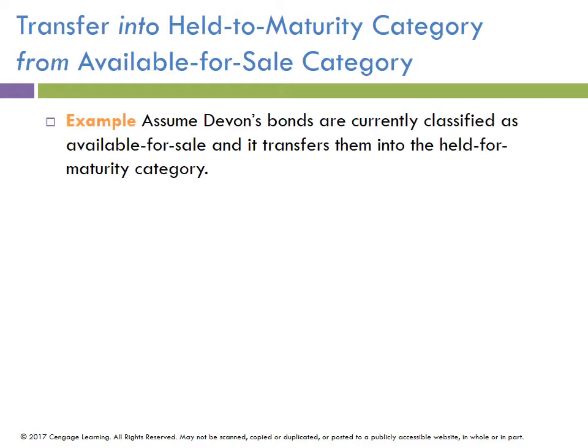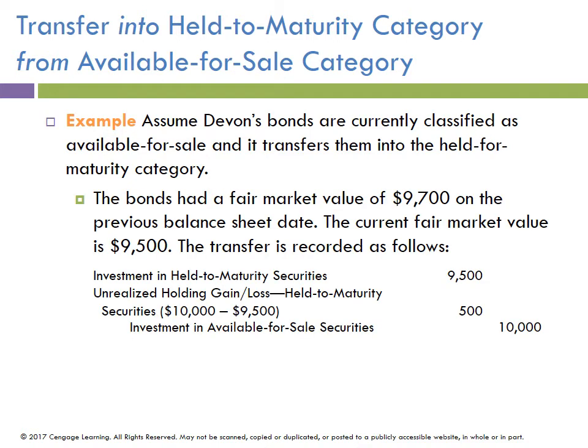Transfer into held to maturity from available for sale. So it's great to review all of these. Assume Devon's bonds are currently classified as available for sale and it transfers them into held to maturity, which is more realistic. You buy them, you're not sure, and then you're like, yeah, we'll hold them to maturity. The bonds had a fair market value of $9,700 the last time they reported them on the balance sheet. The current fair market value is $9,500, and the transfer is recorded as follows.